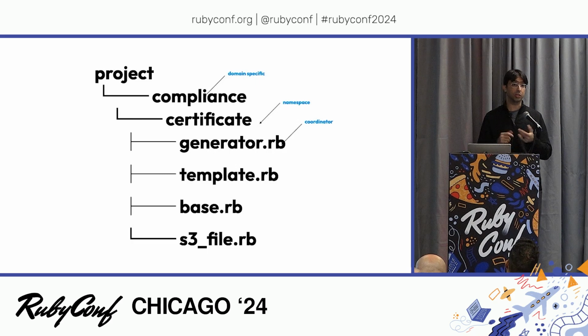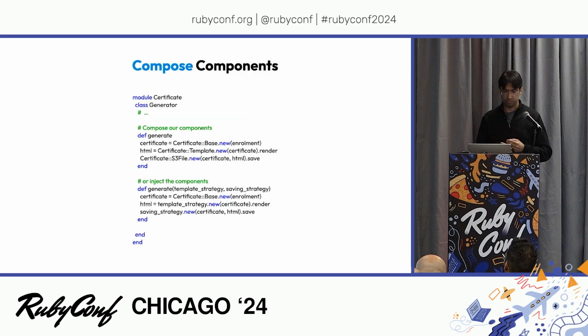So now if somebody is interested in the certificate code, how do we print certificates in our code base? Well, they'll just open up the certificate folder and they'll see those three components right there. We also added a coordinator class, that's the generator.rb. And this is what it does. So namespace certificate, our class is a generator, and there's a couple of ways you can compose components. So this is showing you two options. One is we assume the name of the components, right? We just assume that our three components are certificate base, certificate template, certificate S3 file. And it just puts them together, generates a certificate.